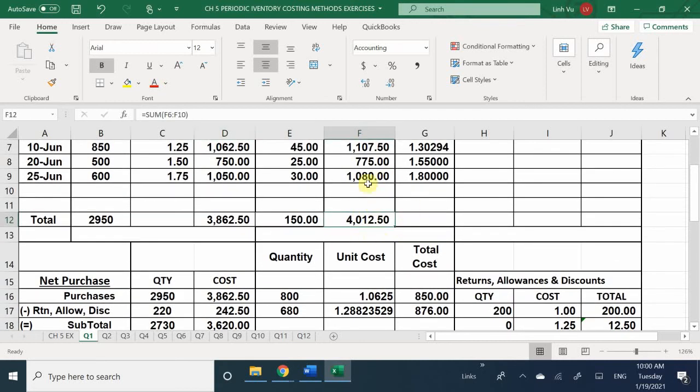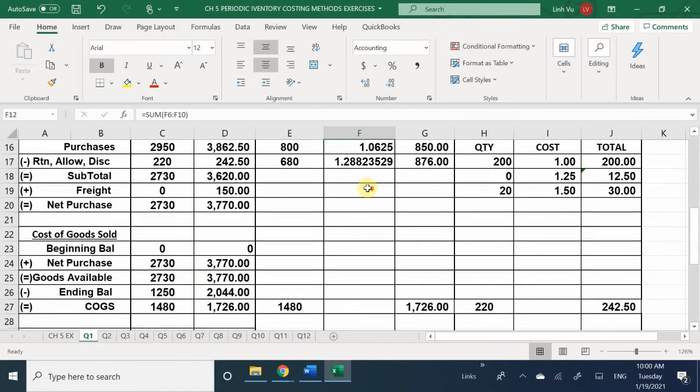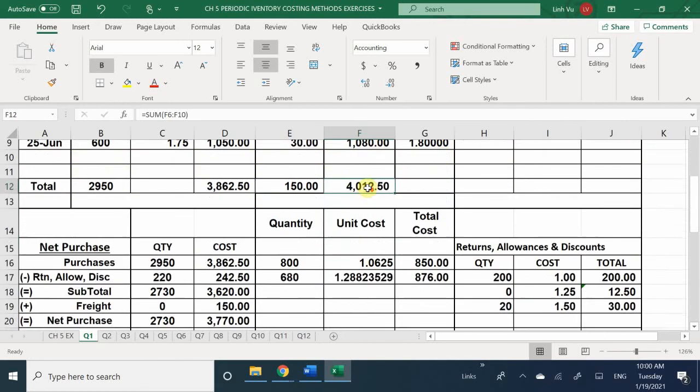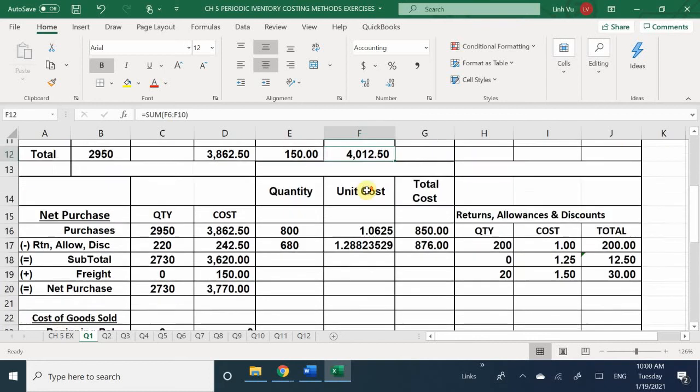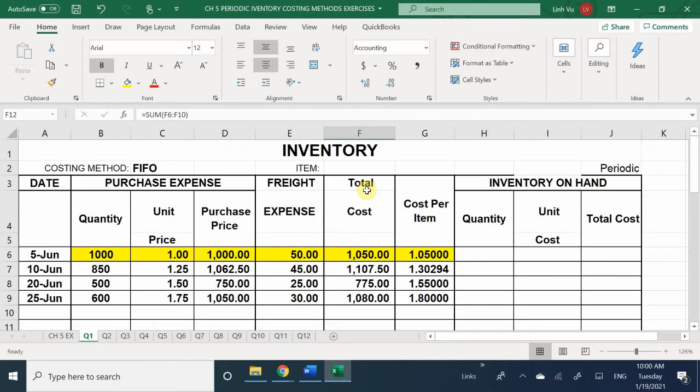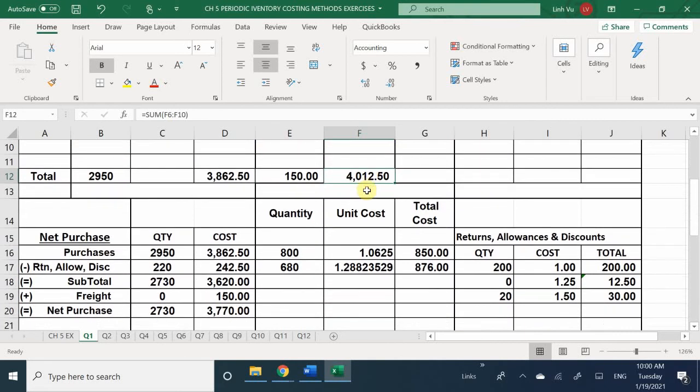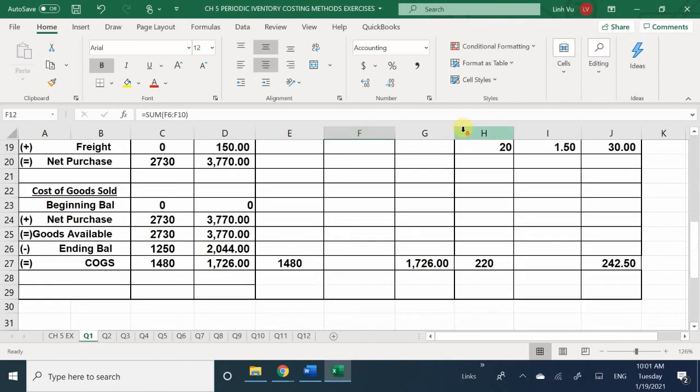Okay. So good. Now that a lot of our numbers match, we've completed our first round of the inventory worksheet. We have to take a look at what happens when we have returns and allowances, right? How it affects our inventory and how we choose to calculate it in periodic inventory.